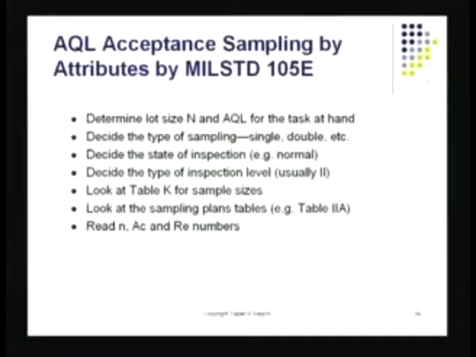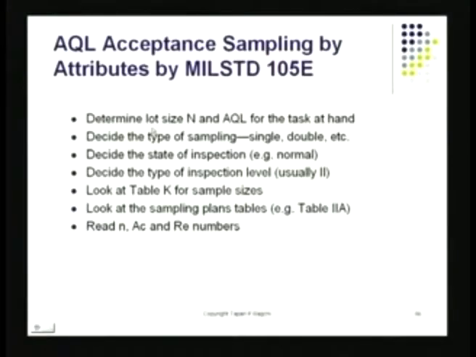Now you've got to come up with your plan to be able to do that. So the first thing is determine your lot size and what AQL you would like to operate with. You ask these two questions. Of course, you ask the users for this. You ask the supplier for N, you ask the user for AQL.